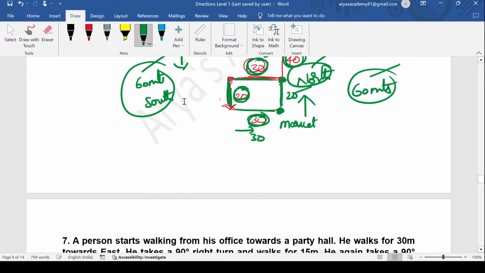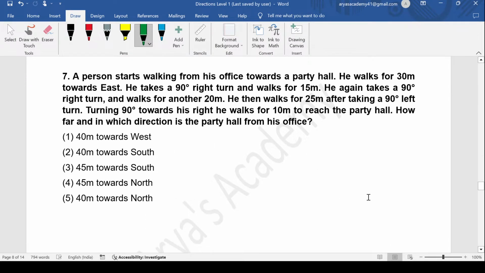Okay. Fine. You got it right. So question number 7. Can you please tell the correct answer for this question number 7?